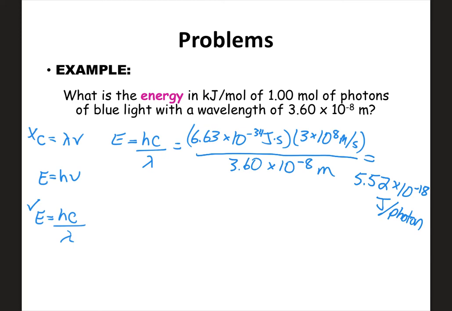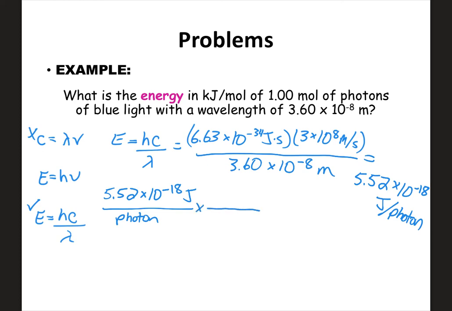All right, so we got the joules per photon, but we want to know the kilojoules per mole in 1 mole. All right, so the beautiful part is we're using 1 mole, so that's good. So we have to do some more converting here. We have 5.52 times 10 to the minus 18th. Remember, your units are joules per photon. And then we're trying to get to kilojoules per mole here. So we need the photon to cancel out and the joules to become kilojoules.